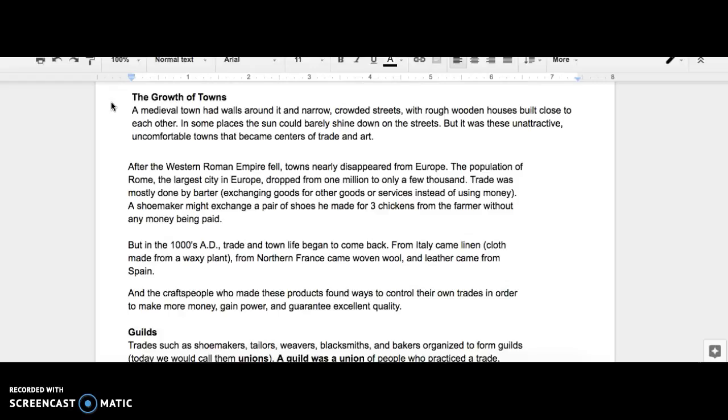The growth of towns. A medieval town had walls around it and narrow, crowded streets with rough wooden houses built close to each other.